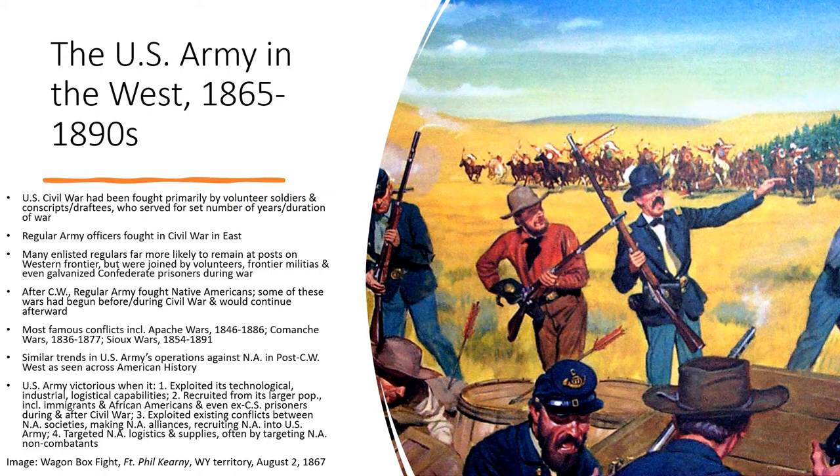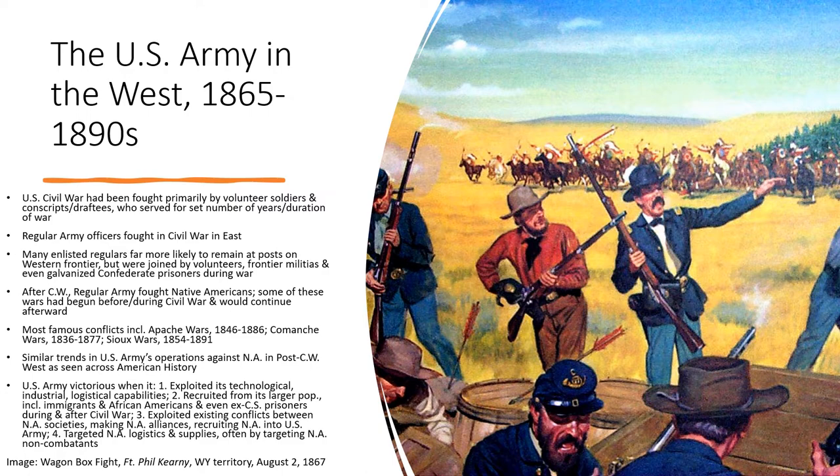And they were joined by some volunteers during the war, along with frontier militias. In some cases, even a few Confederate prisoners of war were actually sent west to fight with the U.S. Army against Native Americans. And I say this because the Indian wars that the United States had been fighting against Native Americans, they did not end during the Civil War. In fact, in some ways, the Indian wars intensified during the Civil War as Native American powers sought to take advantage of the war between the Confederacy and the Union.